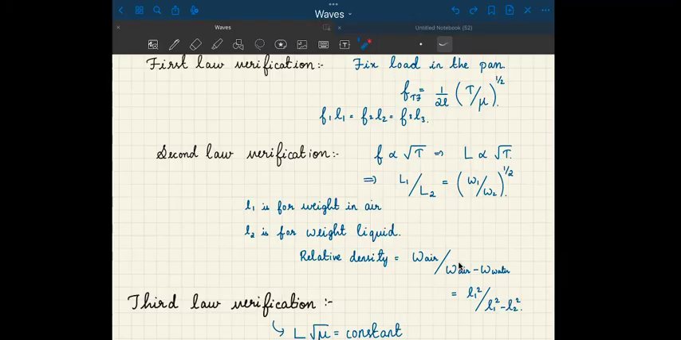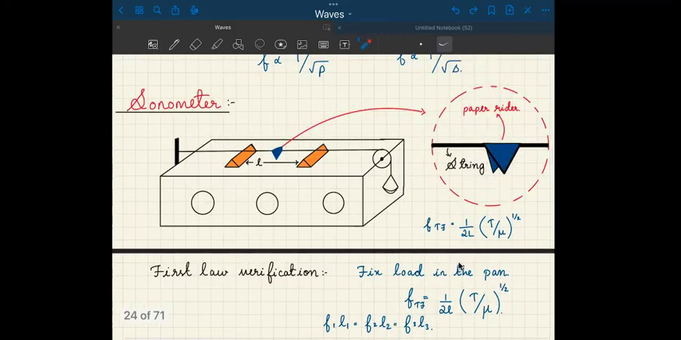For this purpose, I will do a small modification. Already I proved F into L is constant. Now, instead of that, I will prove L proportional to root T. Actually, I should prove F proportional to root T; rather, I am proving L proportional to root T. Now I will fix the tuning fork. I will take only 512 Hz, excite it here, and put a 100 gram weight in the pan.